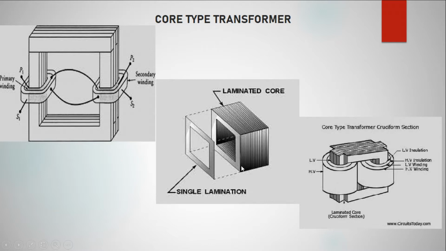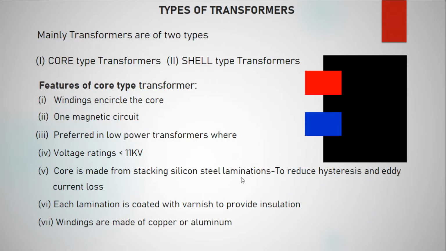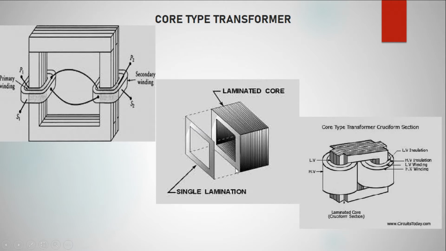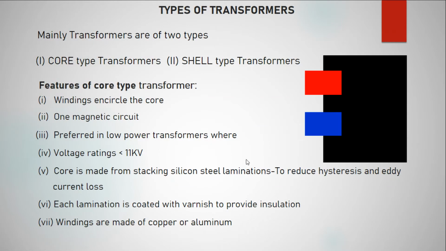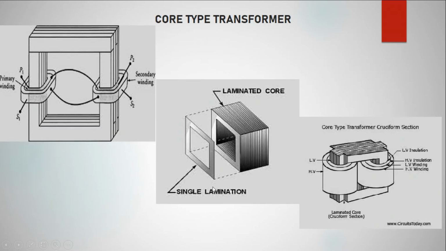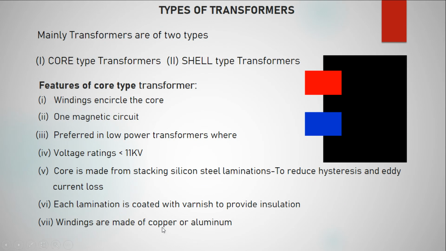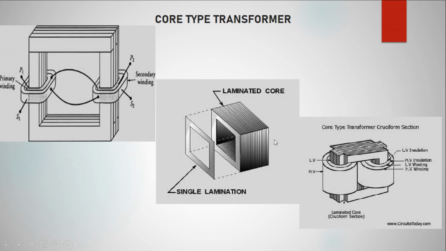Thousands or lakhs of these very thin laminations are joined and pressed together to form this kind of core. Each very thin lamination may be 1 mm or 2 mm thick. Each lamination is insulated from the others, so each is coated with a varnish to provide insulation. Everything is done to reduce hysteresis and eddy current loss. There are losses in the transformer, and how to reduce them will come in the next chapter. These measures are taken to minimize eddy current loss and hysteresis loss. Windings are made up of copper or aluminium. These windings are wound on the core, and at the end, the core type transformer looks like this from the outside.